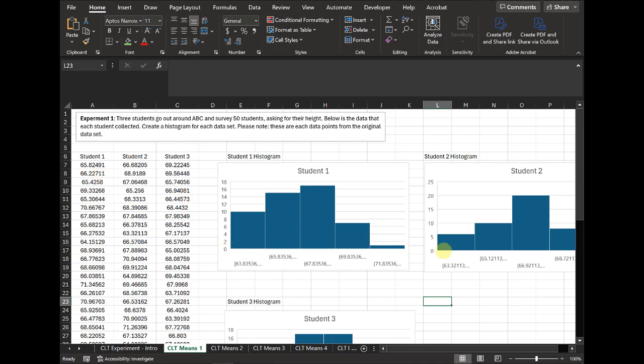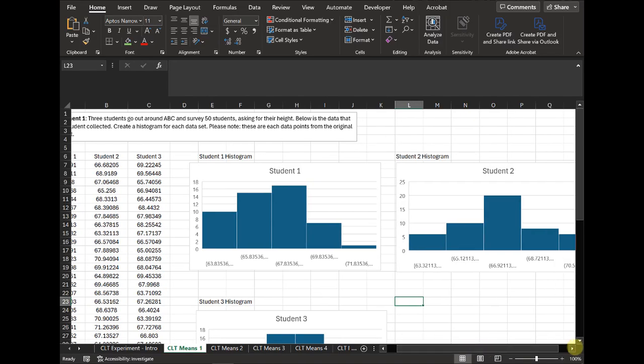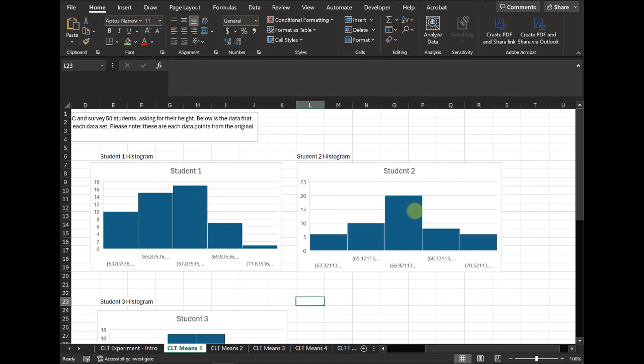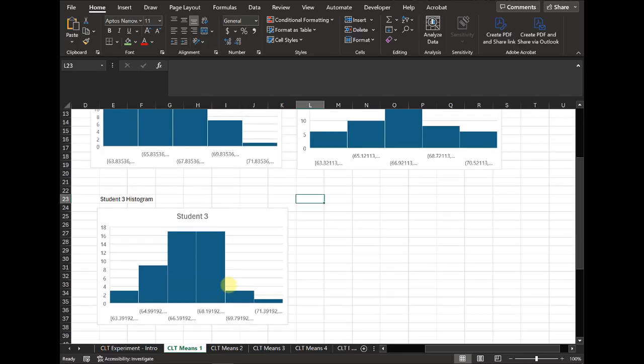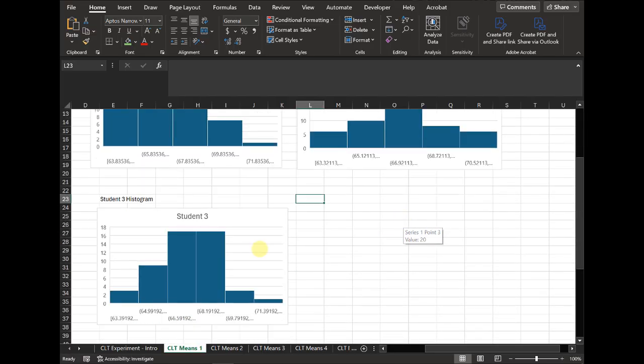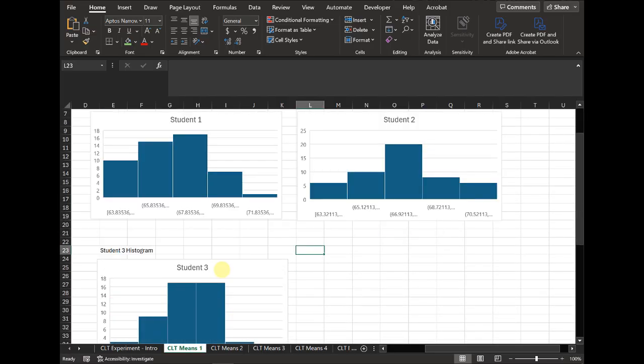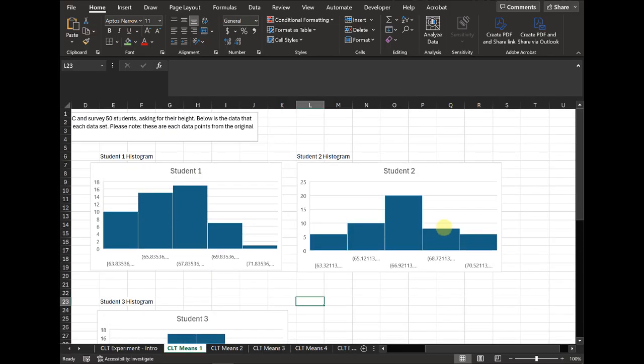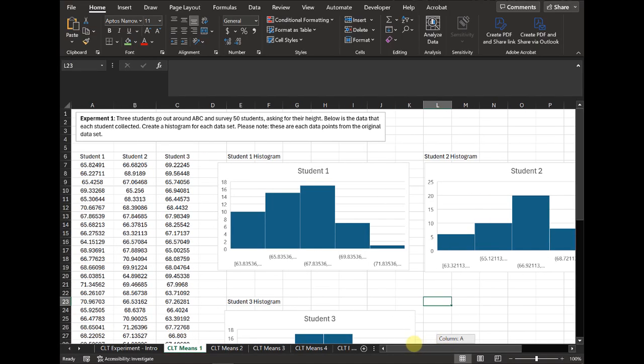So why do they all have slightly different buckets? Because they're all going to have slightly different data, right? That's what the histogram is showing us: I have collected these different data sets and they all look just a little bit different. This is not a perfect bell curve. This one kind of looks like it. So it's by chance whether or not the data starts to look normally distributed, okay?